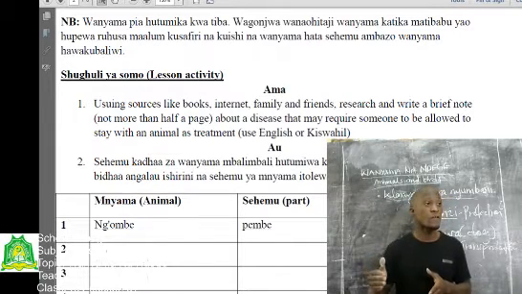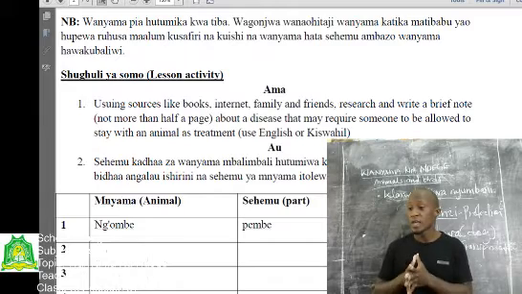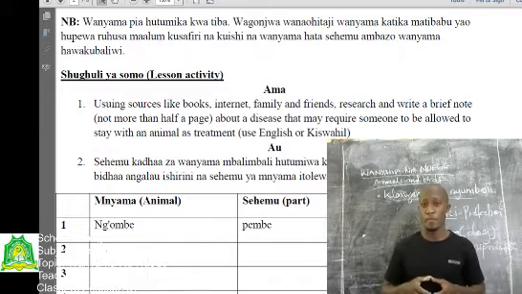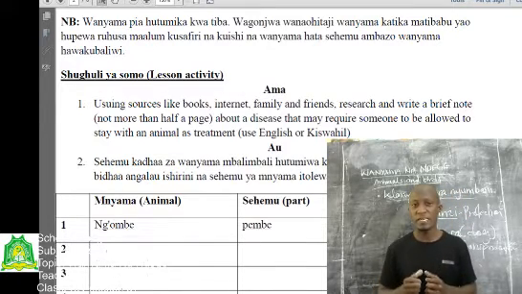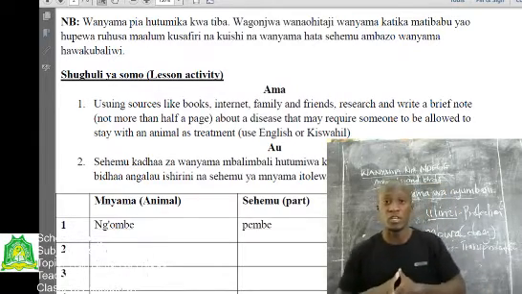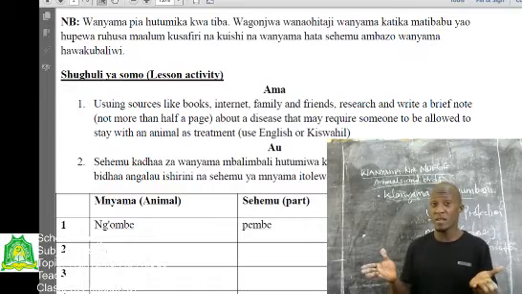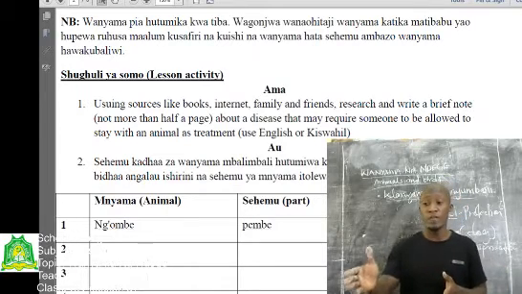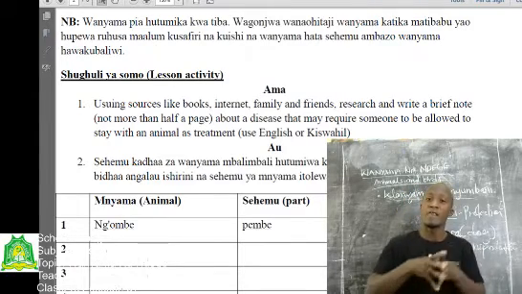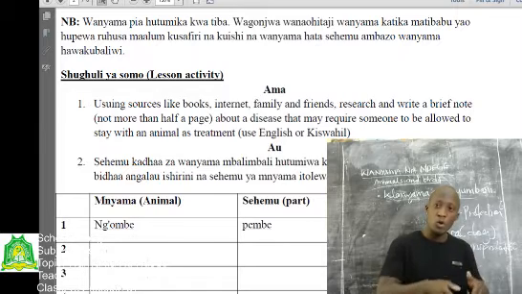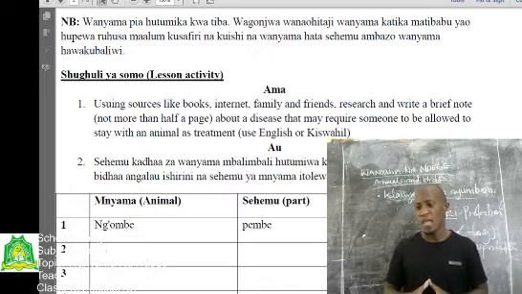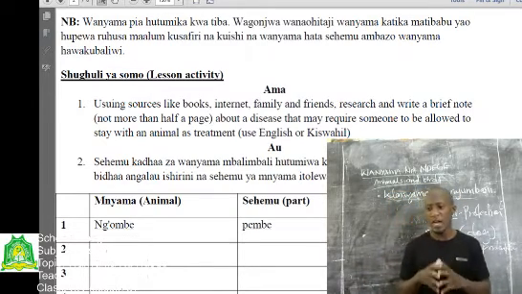Kupewa ruhusa kusafiri na kuishi na wanyama katika sehemu ambazo wanyama hawakubaliwi. If you are sick, there are some diseases, my friend, that might require you to live with animals. Did you know that? Yes, there are very many strange diseases in this world. So, if you have that disease, you must seek permission from the authorities, and they will allow you either to stay with that animal or to stay where those animals are, of course, under close supervision. Now, let us have a small lesson activity.